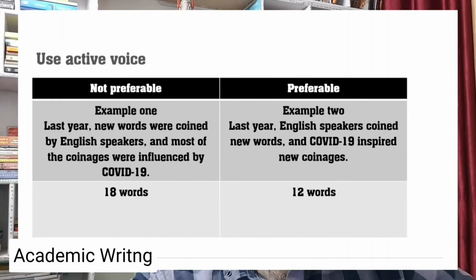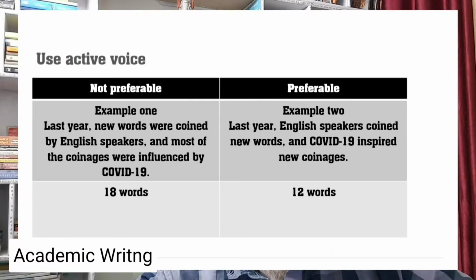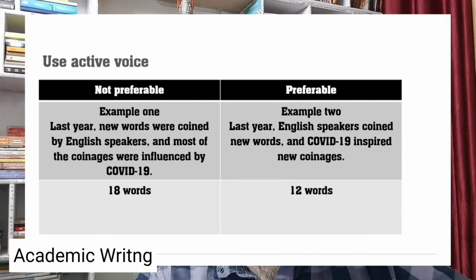So in place of writing, "Last year new words were coined by English speakers and most of the coinages were influenced by COVID-19," one should write, "Last year English speakers coined new words and COVID-19 inspired new coinages." Now the benefit is, in the first example, we are using more words. We are using 18 words, but in example 2, we are only using 12 words. So when you say something in active voice, then actually you are also saving your words.